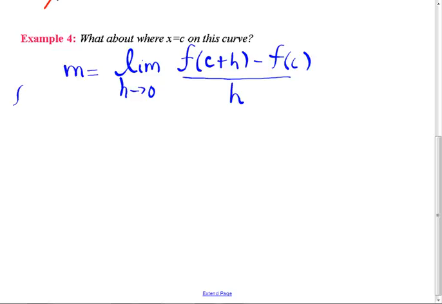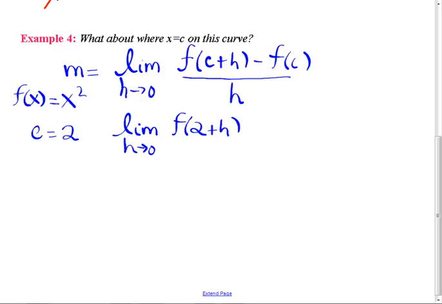Okay, and f of x is equal to x squared. And what's my c value? Where am I finding this instantaneous rate of change? At 2, right? That make sense? The slope's going to be changing as I go around the curve. So it's the limit as h goes to 0 of f of 2 plus h minus f of 2, all over h. I'm going to set this all up. I would go right to the formula, but I'm going to write all of it. And in place of x, you're going to put in 2 plus h.